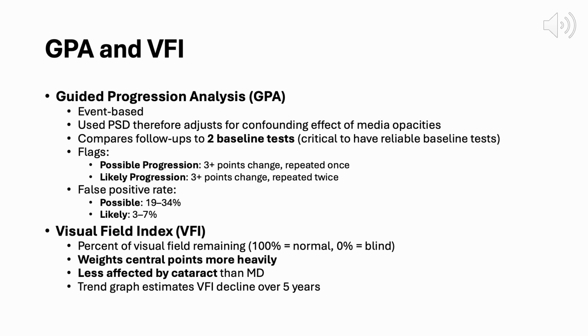GPA is an event-based tool that compares follow-up tests to 2 baseline exams. It uses pattern standard deviation to adjust for media opacities. A 3-point change flagged once is possible progression, and if it's repeated twice, it's likely. False positives can range from 19% for possible to 7% for likely. VFI shows the percent of field remaining, with more weight on central vision. It's less affected by cataracts and can help project field loss over 5 years.